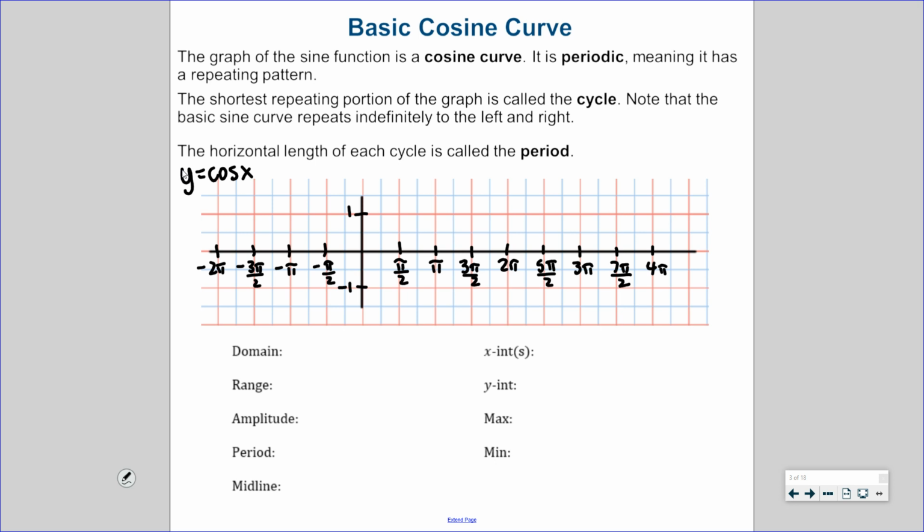Cosine curve. Here's the difference. So you guys, like I said, you're going to discover this all. But a cosine starts up here at 1. At pi, it's down here at -1. At 2 pi, it's back here at 1. And then halfway between these, so at pi over 2 and 3 pi over 2, it crosses the x-axis.